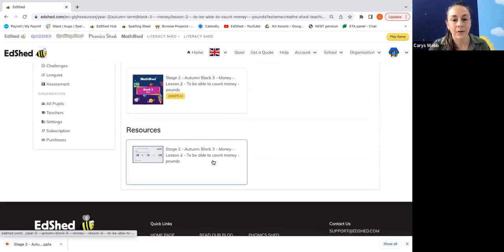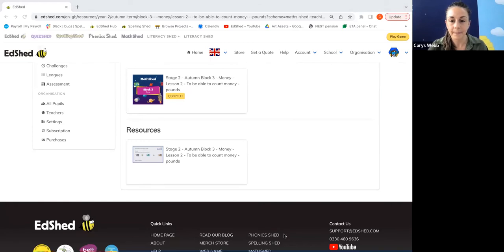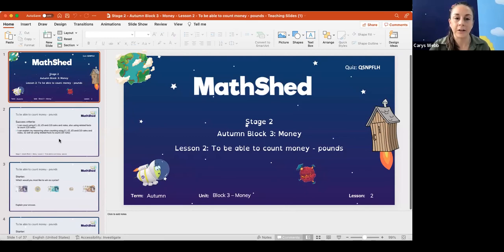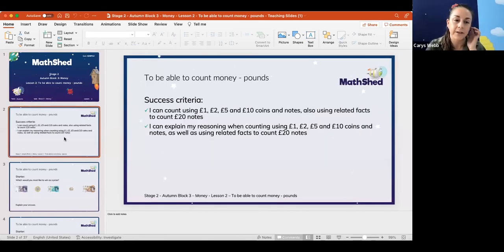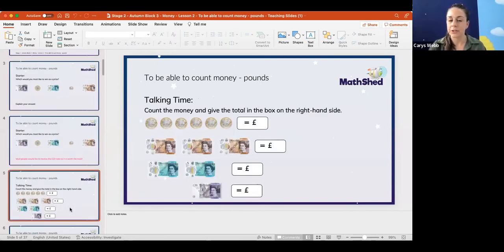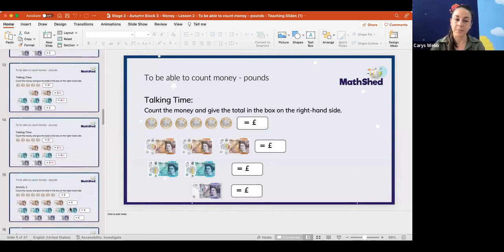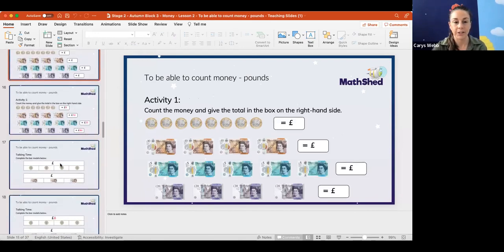So if we click on a PowerPoint, first of all, I've got one down here. I'll just need to open that and switch my screen share. There we go. This is what the lessons look like. They all have the same structure. We have a success criteria, a starter, and then teacher talk time through with different activities, which the pupils can complete independently if you wish to.